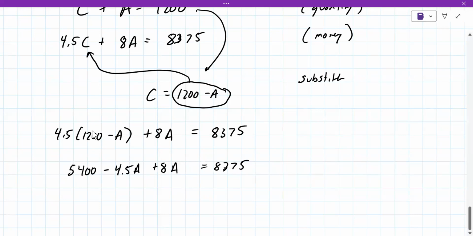I'd like you to try solving this problem from here. You have to combine the A's, move the 5,400 over, and do some division, but your number of A's should be a whole number.